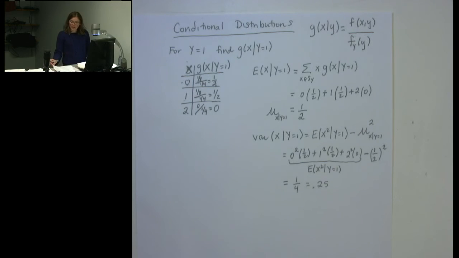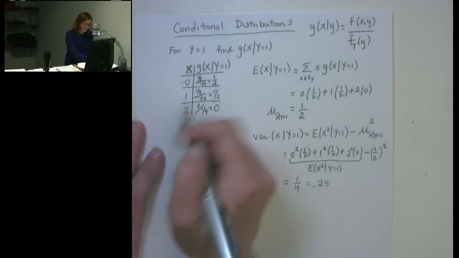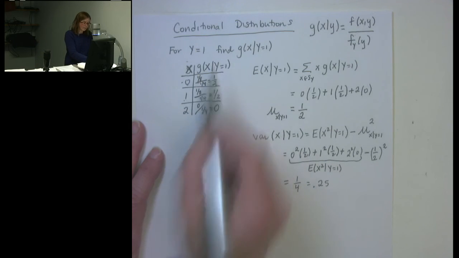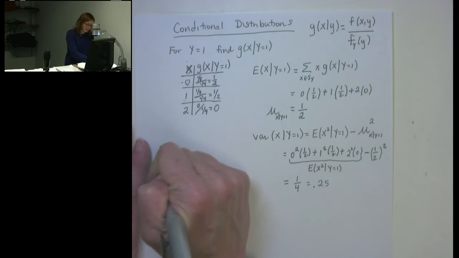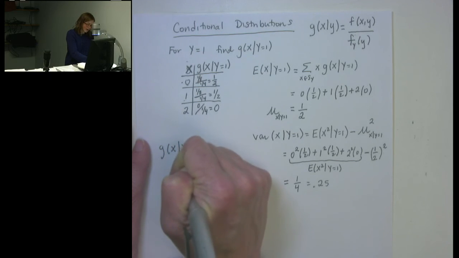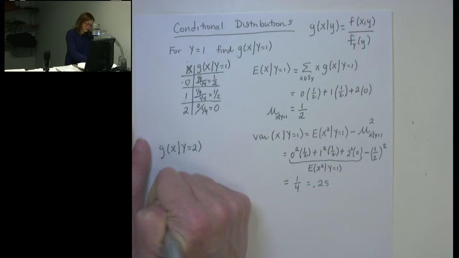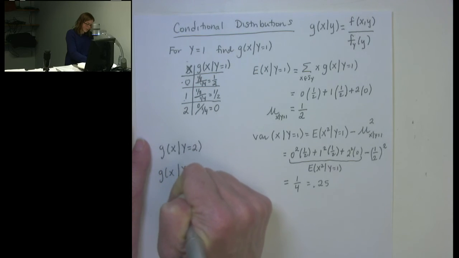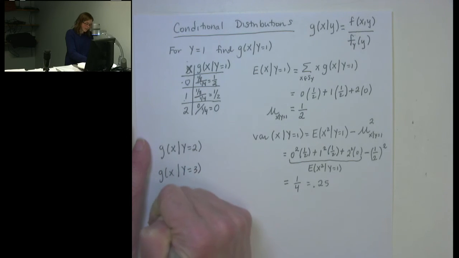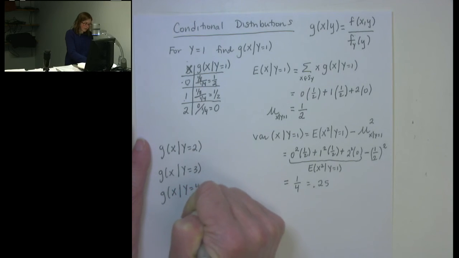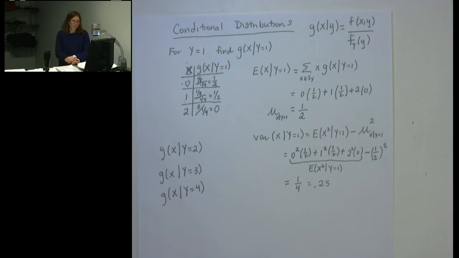We could also similarly do the same kind of thing for all of the other possible values of y. We could find g of x given that y is equal to 2, g of x given that y is equal to 3, and the conditional distribution of x given that y is equal to 4. I'm not going to go through all of those, but same kind of process.